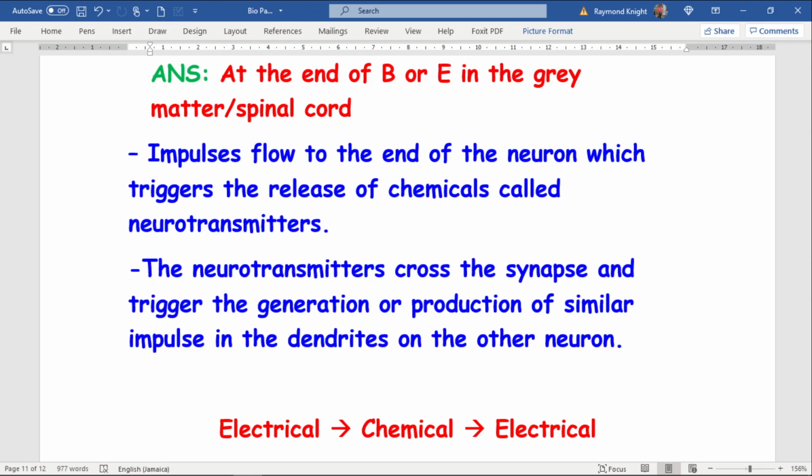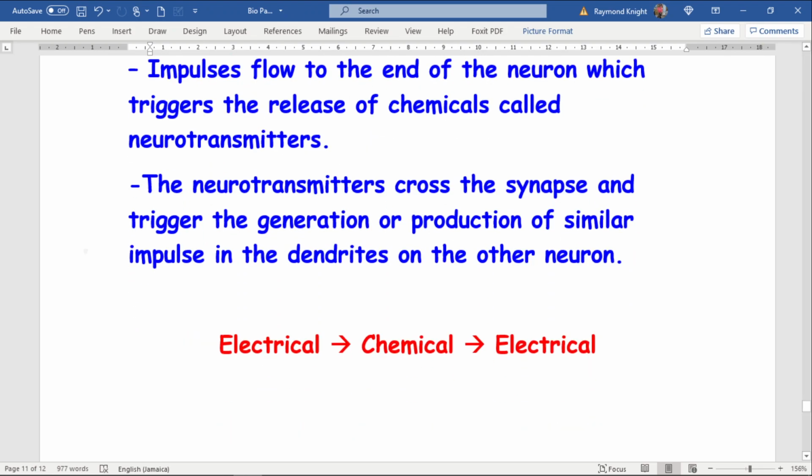The neurotransmitters will cross the synapse and trigger the generation or production of a type of impulse in the dendrites of the other neuron. So in summary, at the bottom right here, what we have is electrical signals triggering a chemical signal, which are called neurotransmitters. And then the neurotransmitters trigger a next electrical impulse, which is the same as the one before. And so that will help to boost and maintain how fast the neurons are traveling or the consistency of the impulse, so the brain could interpret properly.